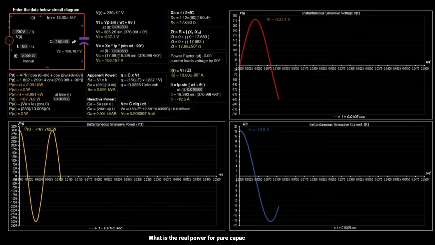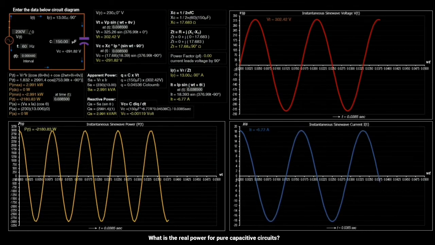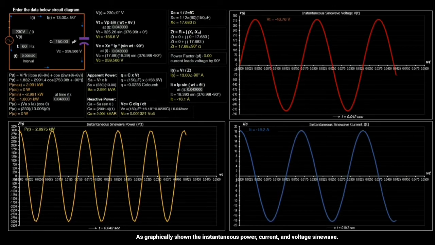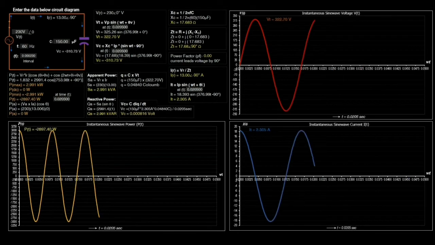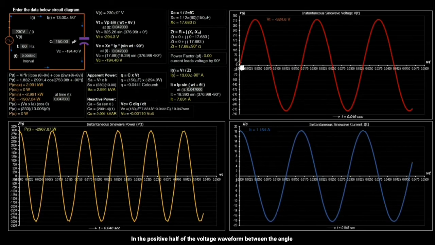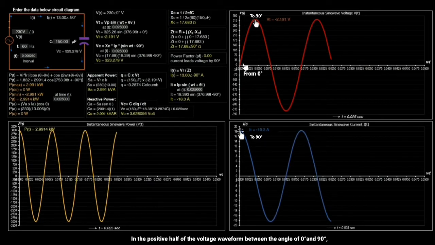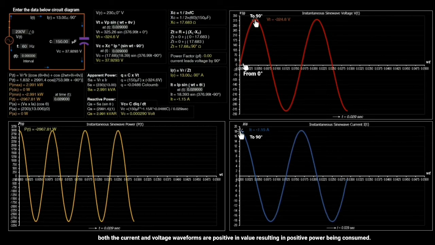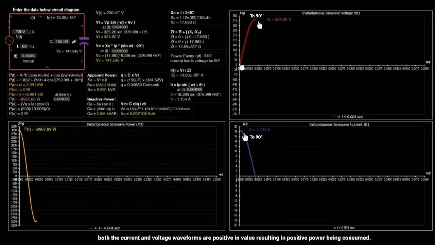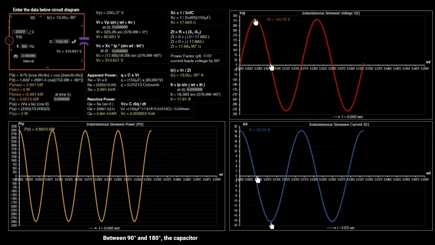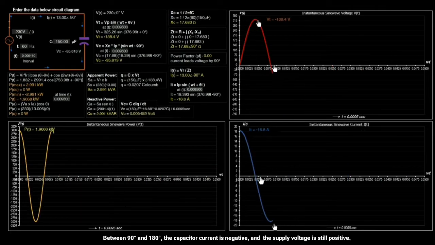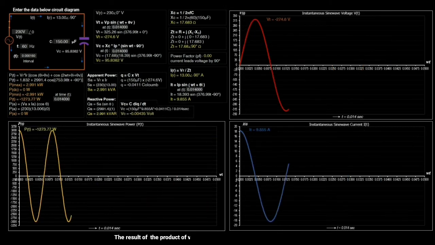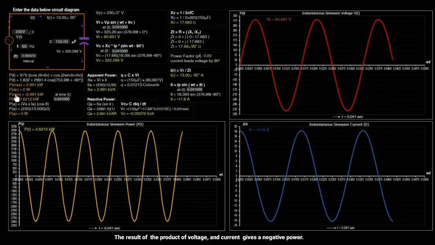What is the real power for pure capacitive circuits? As graphically shown, the instantaneous power, current, and voltage sine wave. In the positive half of the voltage waveform, between the angle of 0 degree and 90 degree, both the current and voltage waveforms are positive in value, resulting in positive power being consumed. Between 90 degrees and 180 degrees, the capacitor current is negative, and the supply voltage is still positive. The product of voltage and current gives a negative power.